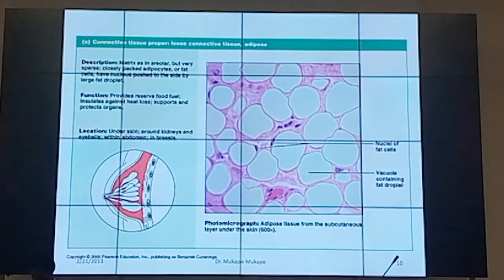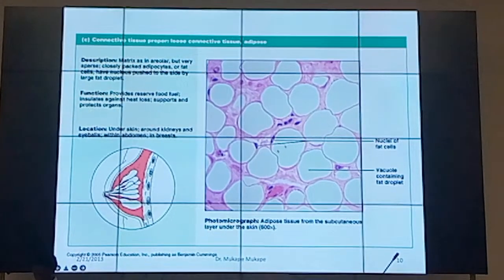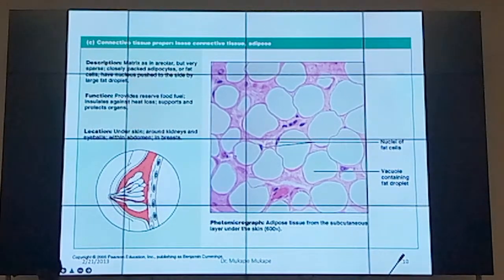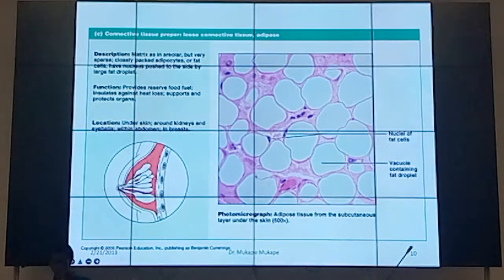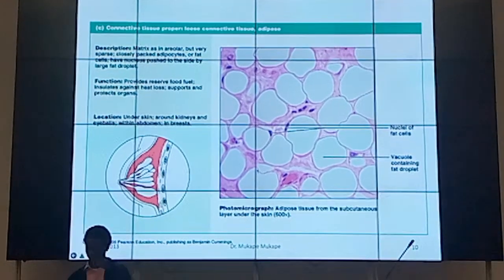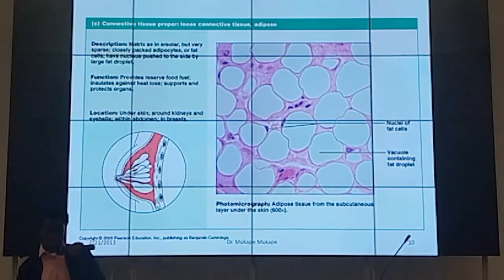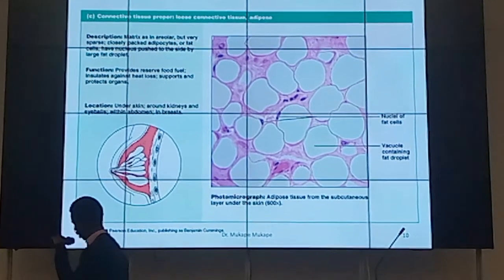You can say adipose tissue. This is adipose tissue. So adipose tissue has fat cells. It's a specialized type of connective tissue, with adipocytes or fat cells. Now there are two groups of fat tissue. We have brown fat as well as white fat.